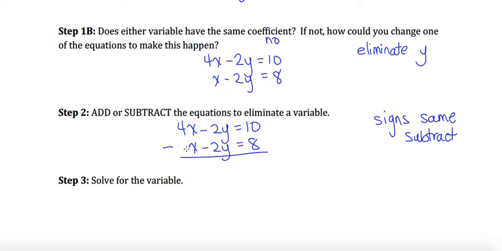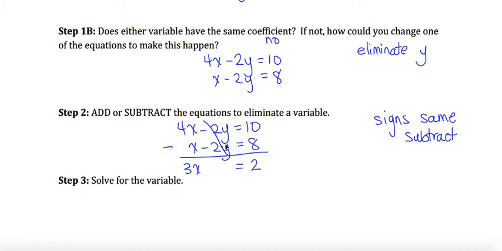4 take away 1 is 3x. Negative 2 take away negative 2y. So negative 2 plus 2y is 0. So these ones have disappeared, which is what we want. And 10 take away 8 is 2.